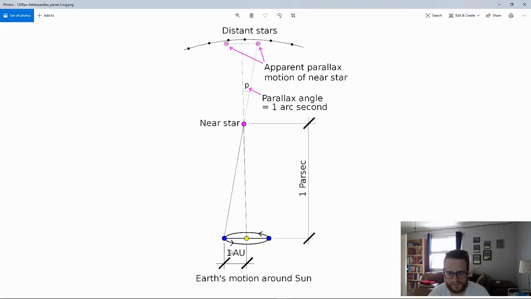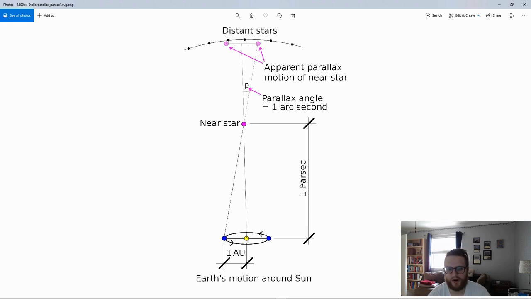Okay, so as we see the Earth orbit around the sun, again, 1 astronomical unit, we then are able to see a near star, a theoretical near star, which is 1 parsec away. And then based upon the background of distant stars, we're able to measure how far those stars appear to change over the course of 1 astronomical unit. And so by taking the angle of the distance, as far away as the star goes to the star as we see it at any given time, that gives us a parallax angle.